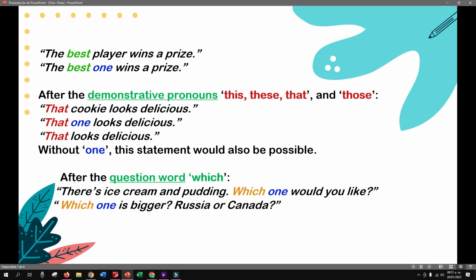That is one, right? Also, which one is bigger, Russia or Canada? You need to choose between Russia and Canada, right? So, which one is bigger, right? So, this is the most common one, right? After the question word which.